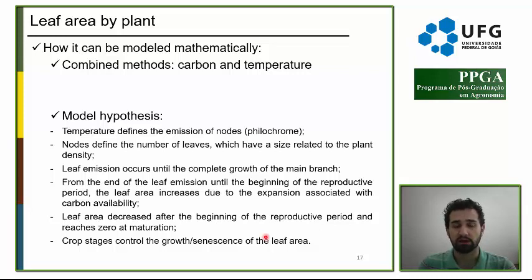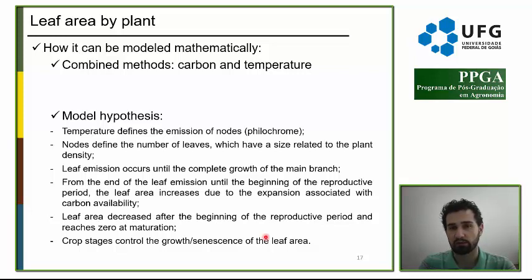First, the temperature: we're going to define the emission of nodes in the plant. This is the phyllochron. The nodes will define the number of leaves in the plant, which have a size related to the plant density. The leaf emission occurs until the complete growth of the main branch. From the end of the leaf emission to the beginning of the reproductive period, the leaf area increases due to the expansion associated with the carbon availability.